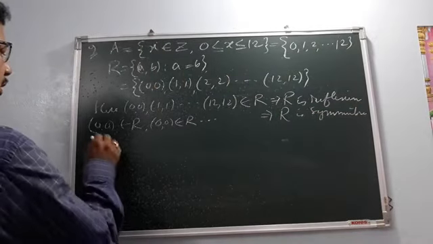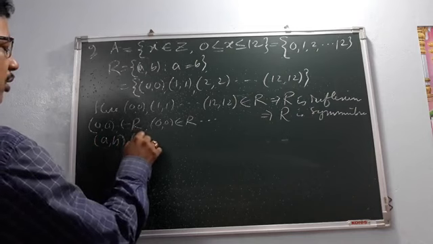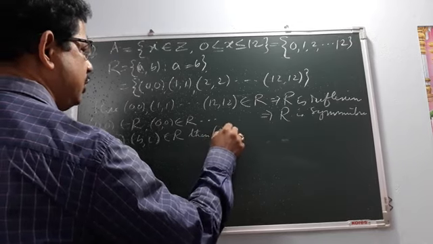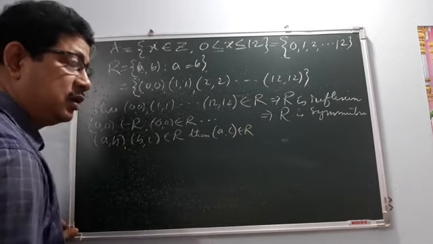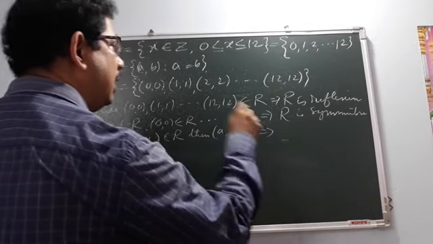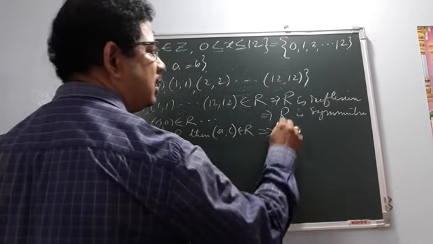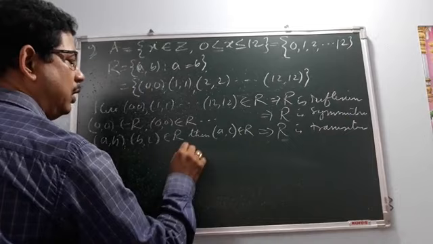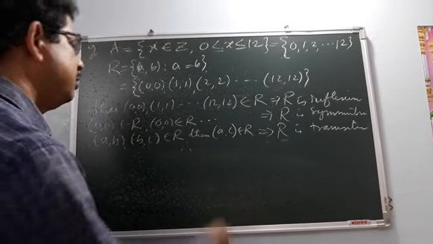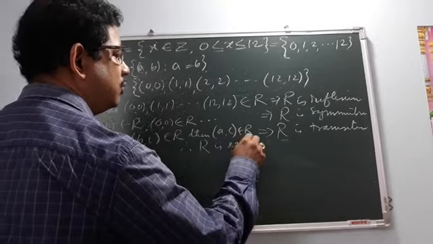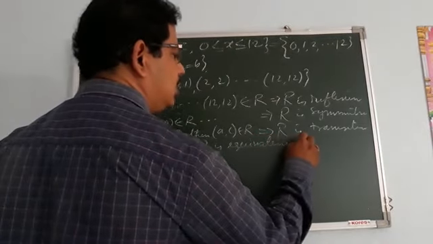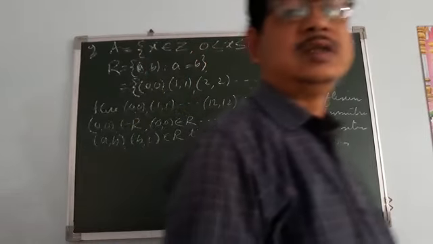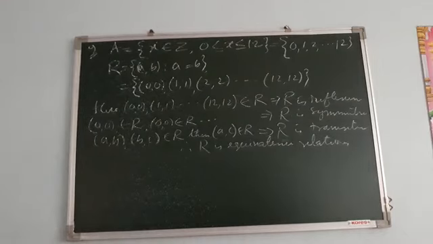And another thing, if (a, b), (b, c) belongs to R, then (a, c) belongs to R, then R is what? Transitive. So here, as we cannot make it otherwise, we can say R is transitive. So as R is reflexive, symmetric, transitive, then R is an equivalence relation. That is the thing, that R is what? Equivalence relation.